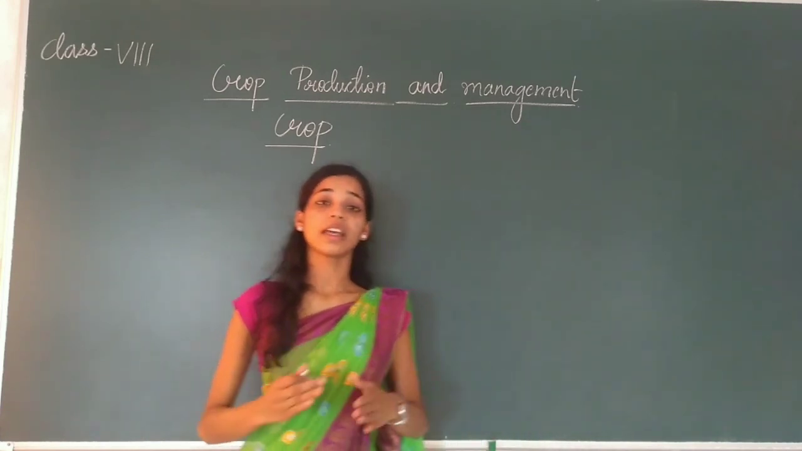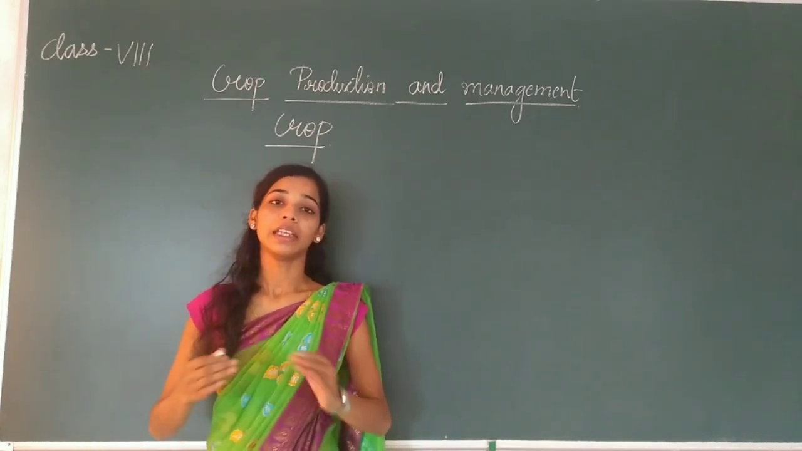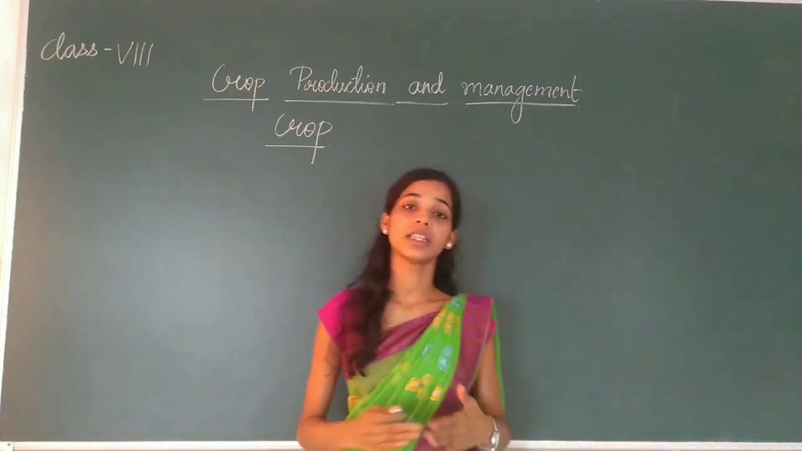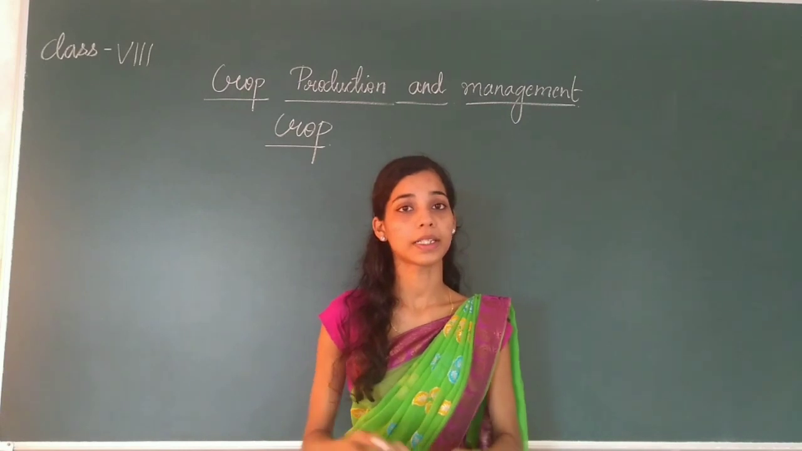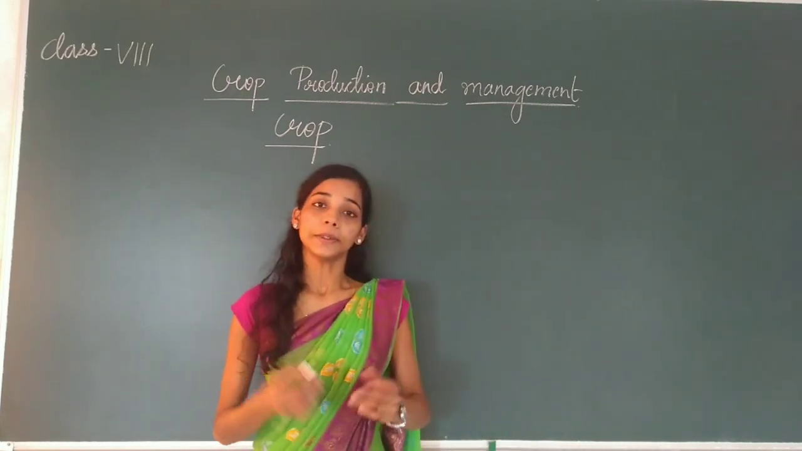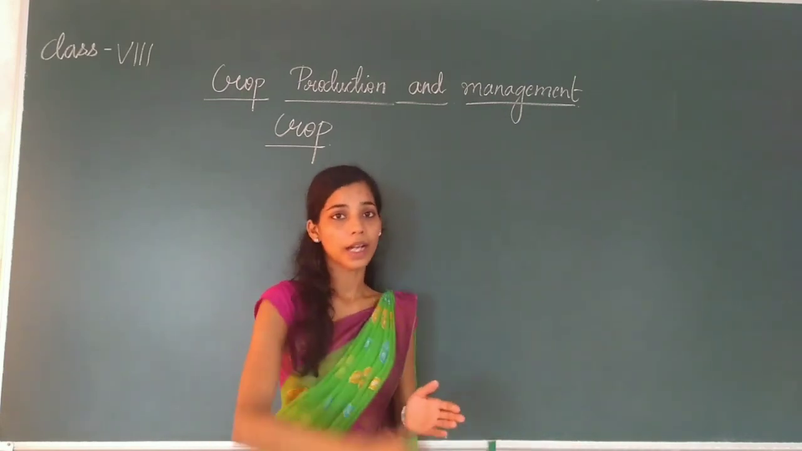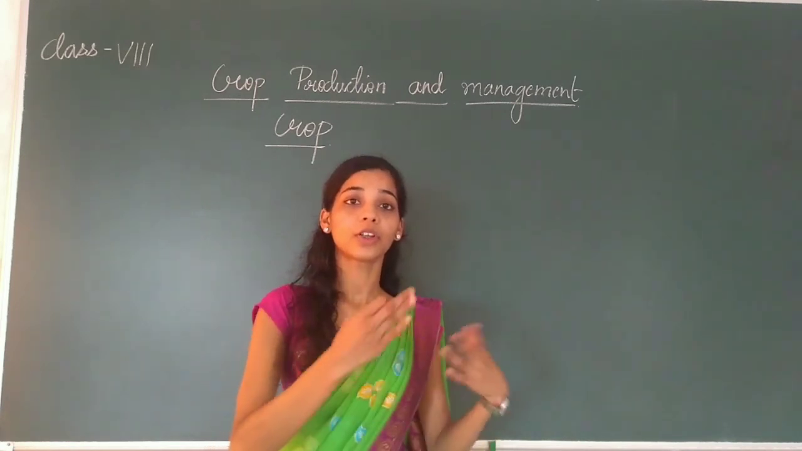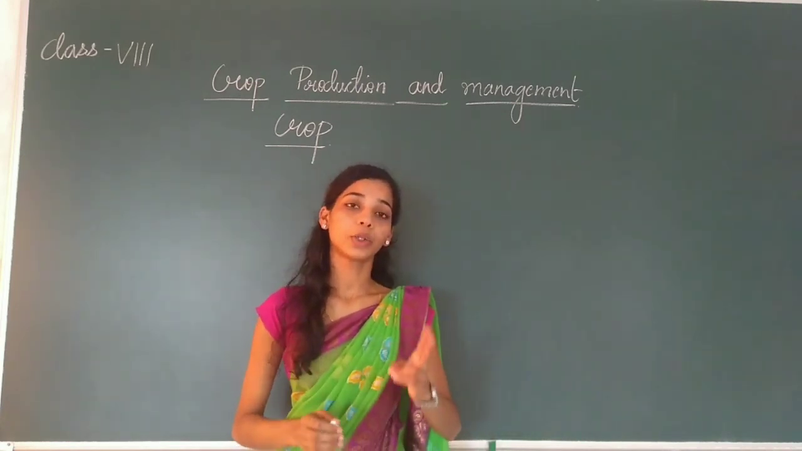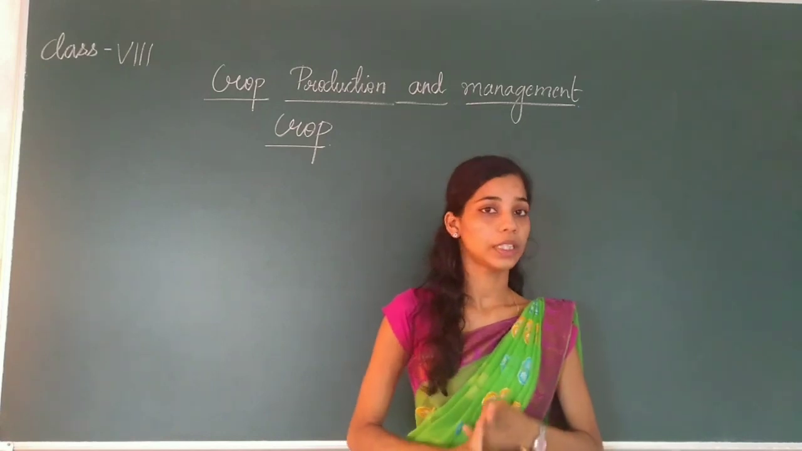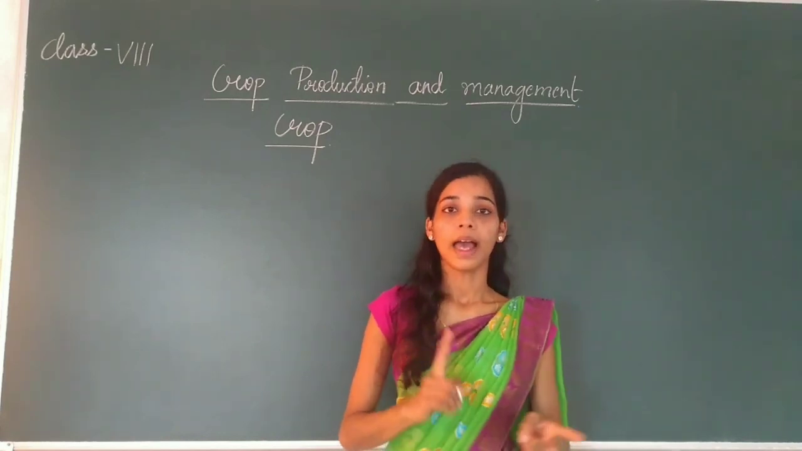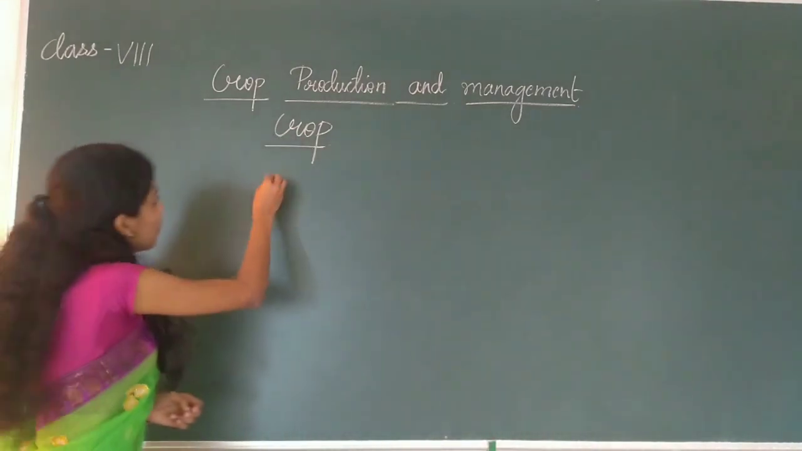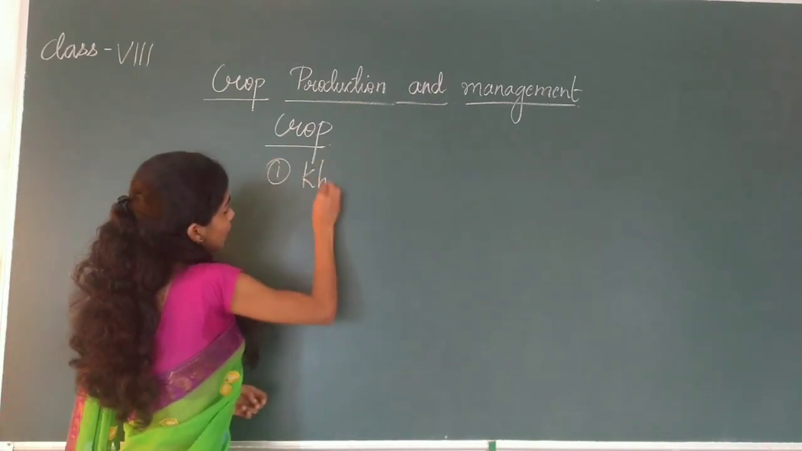We also know that India is a vast country, and in India there are different climatic conditions in different parts of the country. As we move to different parts, different crops are grown, and mainly there are two cropping patterns in India. One is the kharif crop, and the other is the rabi crop.